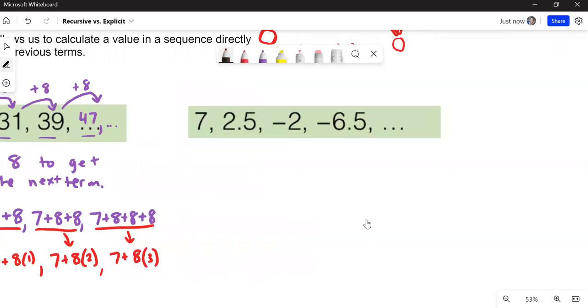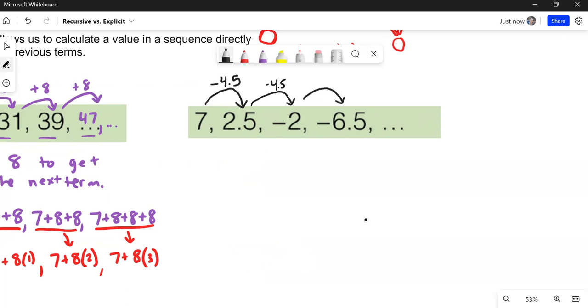Now let's take a look at the second example to the right. It also is linear. This time it's not adding. Well, it is adding if you want to think of adding a negative. But I like to think of it in terms of subtraction. 7, if you take away 4.5, you get to 2.5. Now I'm going to grab my calculator because I'm going to keep going with this notion right here. If we subtract another 4.5, we get down to -2.